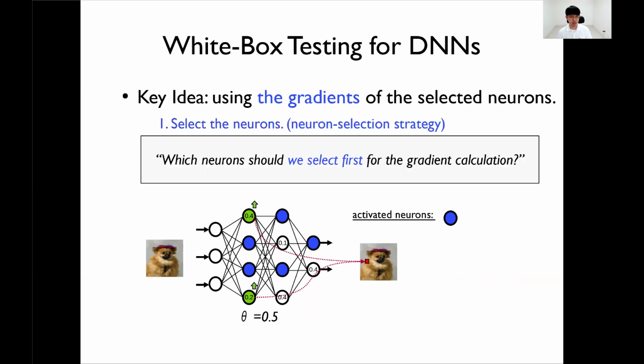Yes, as you can see, the first step, which is the neuron selection, is the critical part of the white box testing method for DNNs. Namely, the neuron selection strategy answers the following question: which neurons should we select for the gradient calculations? The first thing that comes to mind is that it is possible to simply select any neurons in order or sequentially, or select all neurons and add their gradients into the original images.